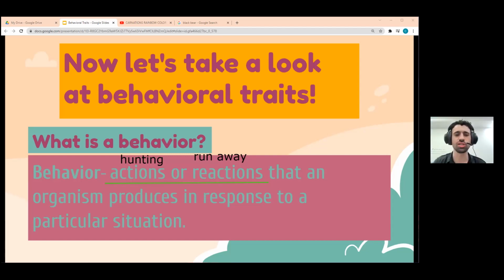Reactions are usually done without thinking, it's from your environment. So what would be the reaction? Let's say there's a fish and you see a shark. What's going to be the fish's reaction if they see a shark? Sam? The fish is going to run away.